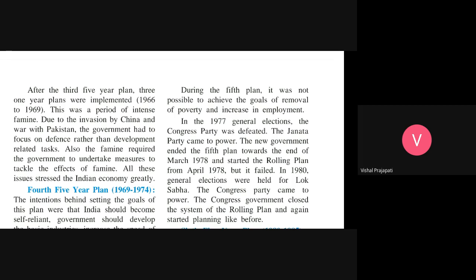After the third five-year plan, one-year plans were implemented. Okay, so guys, we know till now that there were three five-year plans. The first five-year plan was 1951 to 56. The second was 56 to 61. The third was from 1961 to 1966. Now, the fourth five-year plan was not a five-year plan. For the next three years, we set our plan for only one year.